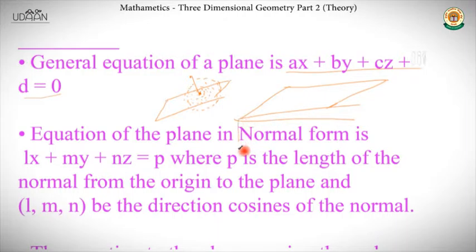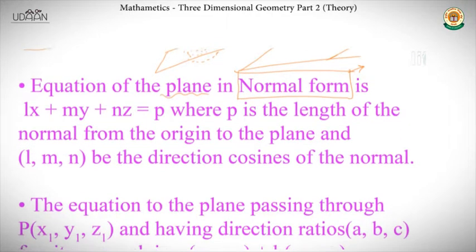In normal form, normal means perpendicular. Now we need the equation of the plane in terms of the perpendicular to the plane. So the equation is Lx plus My plus Nz equal to P, where L, M, N are direction cosines of the perpendicular to the plane, and P is the length of the normal from the origin to the plane. So we'll see how this happens.